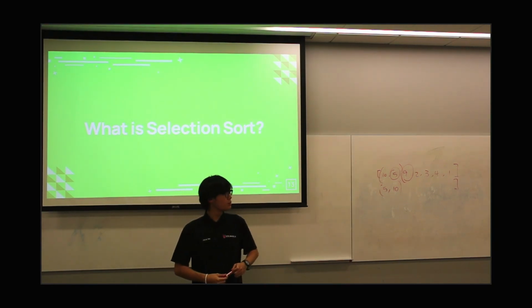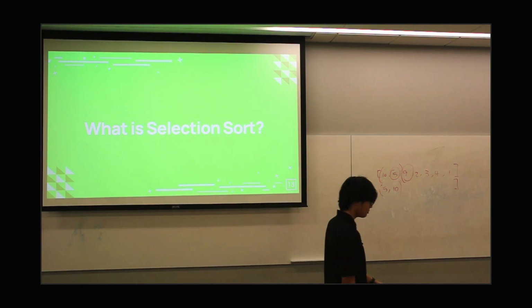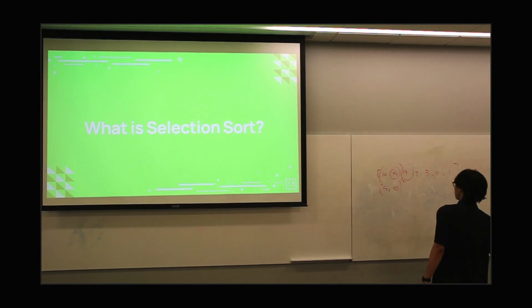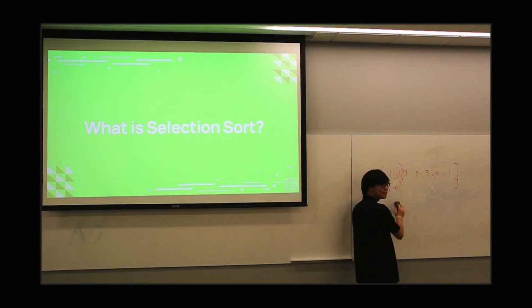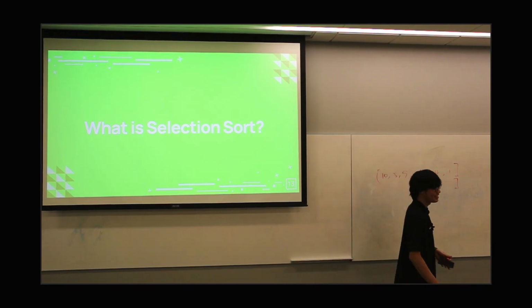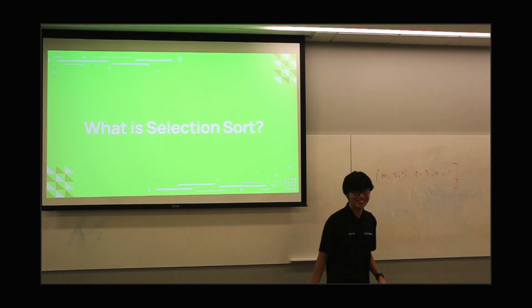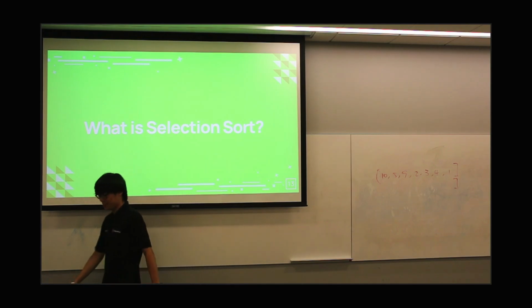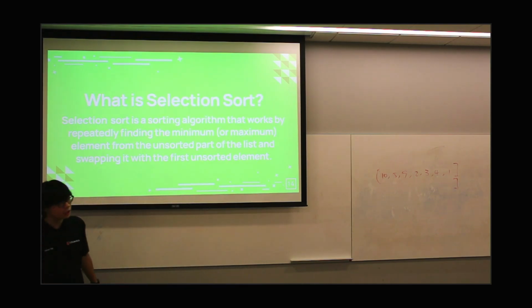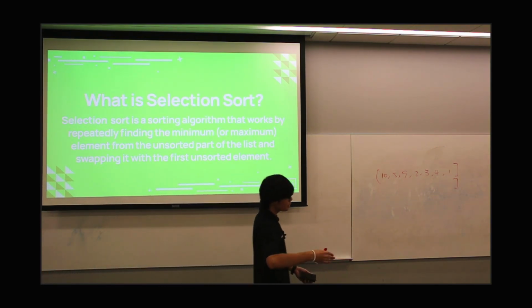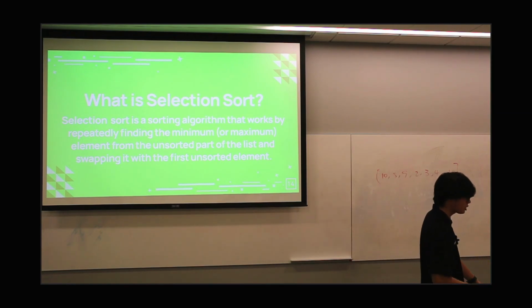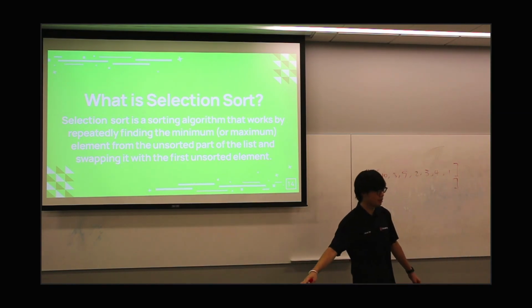All right, so next up, we have selection sort. Anybody know what a selection sort is? Nobody? Free pizza. What is a selection sort? All right, so a selection sort is essentially you pick individual elements and you sort each one into its correct spot as you go through the array.